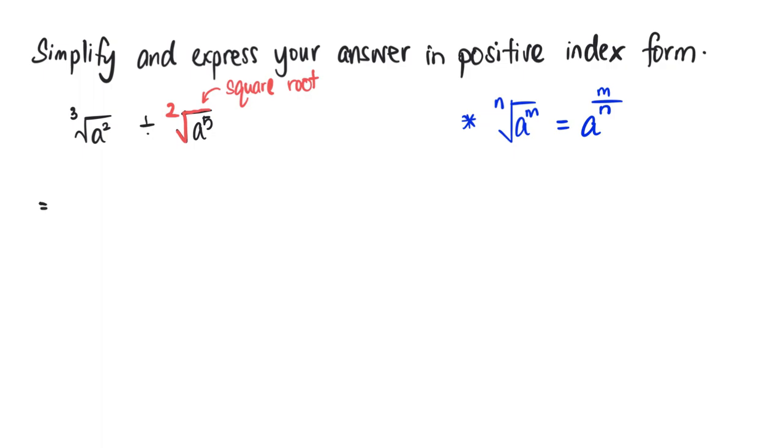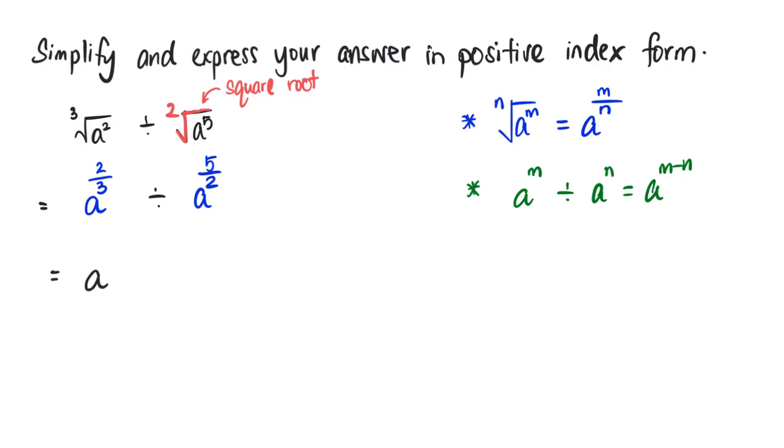And therefore I am going to apply the law of indices. You will see this become a to the power of 2 over 3 divided by a to the power of 5 over 2. And then at this point, the next law I'm going to apply would be, if I have the same base and I divide them, I will minus the power, and therefore this one will become a to the power of 2 over 3 minus 5 over 2.